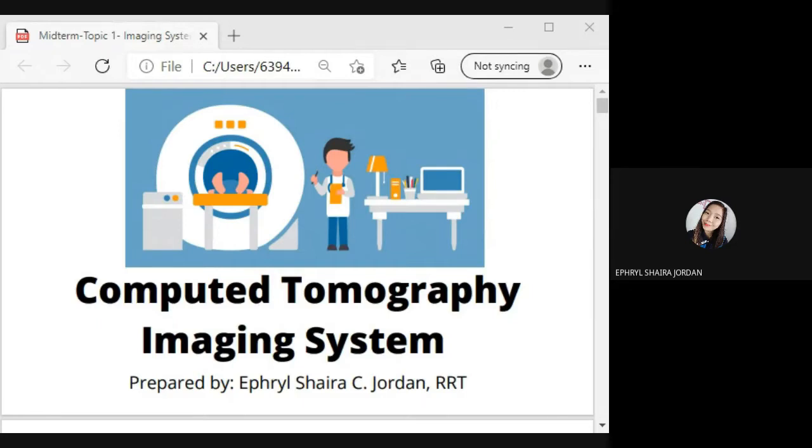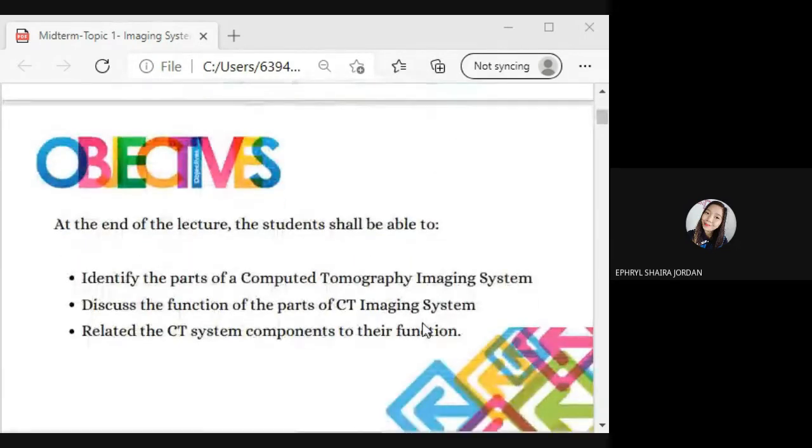For today's topic, we will discuss the computed tomography imaging system. Our objectives for today are the following. At the end of the lecture, you shall be able to identify the parts of a computed tomography imaging system. We shall also discuss the function of the parts of the CT imaging system and relate the CT system components to their function.